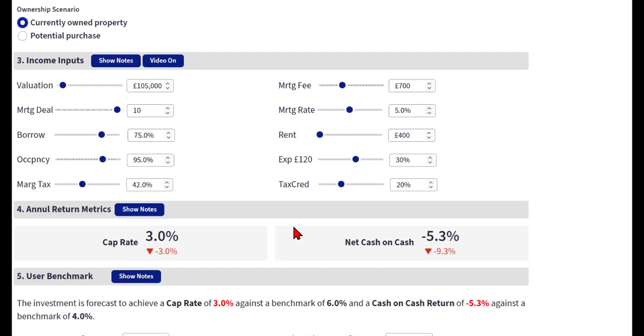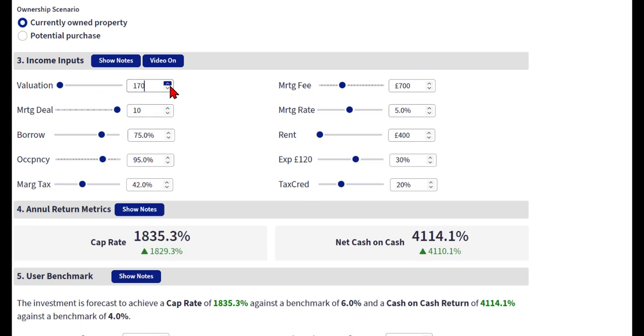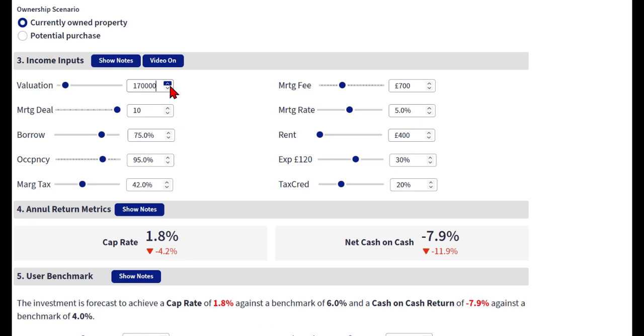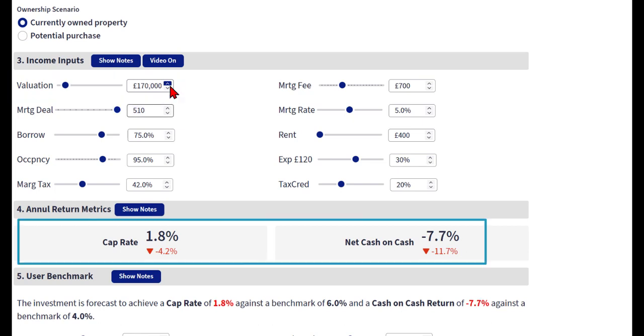Now to set up the income inputs. The valuation of this property is $170,000. The mortgage deal that we're looking at is over 5 years. As we amend each of the income inputs, it's worth keeping an eye on the KPIs under annual return metrics. And we're going to borrow 75%, so no change there.